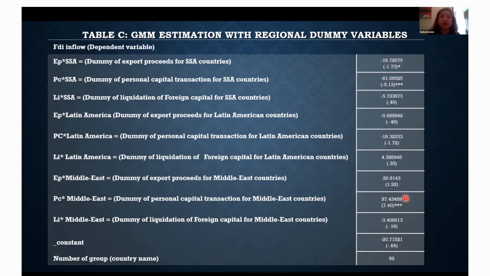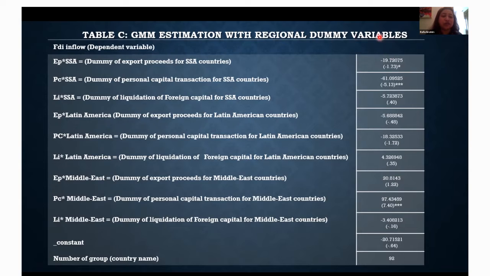It is a positive relation, meaning that if the Middle Eastern countries have a control over their capital, then there would be more foreign investment. So comparing these two situations, we see that although both of these are developing countries, they are affected differently by capital openness and capital controls.